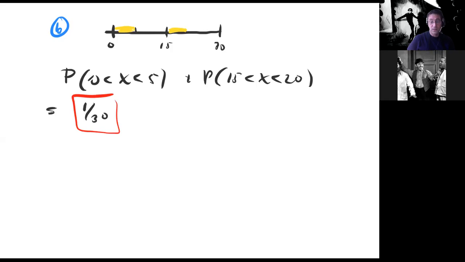Okay, that's all I wanted to do today. This is the uniform random variable, and we have not finished this section. This is section 5.3. We will continue with 5.3 next week.